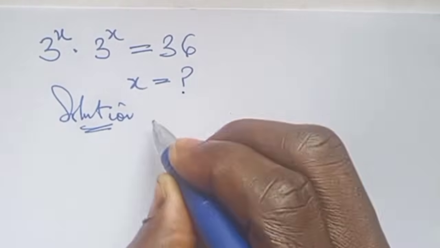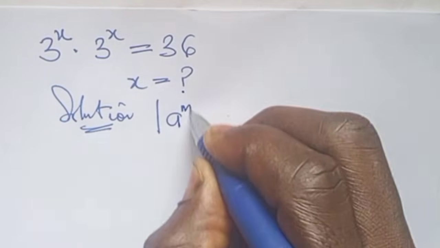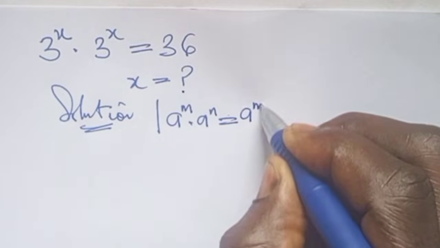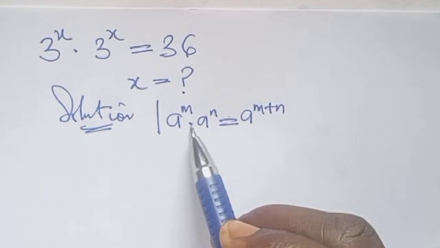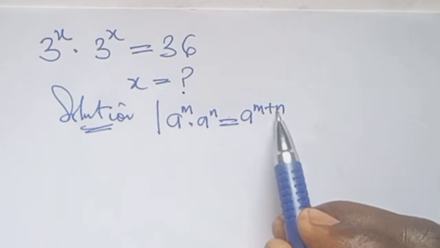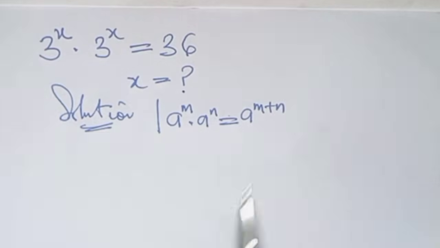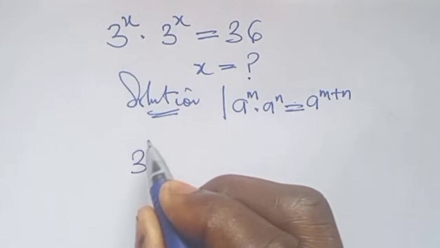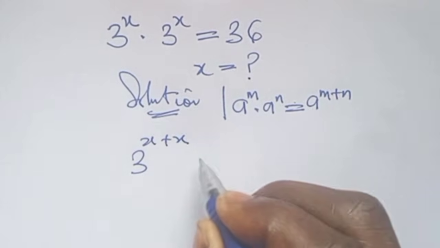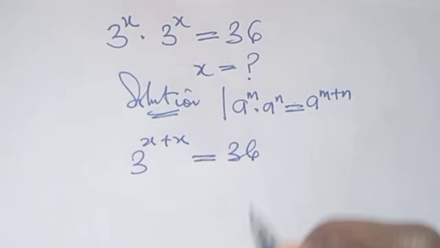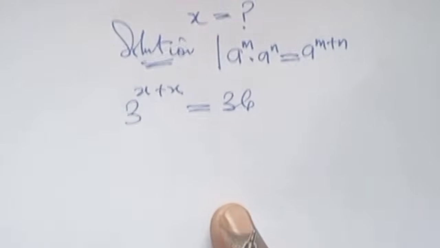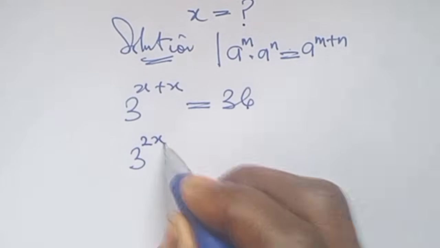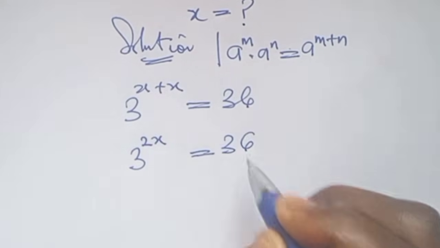The first principle to apply will be a to the power of m times a to the power of n, which is represented as a to the power of m plus n. In the case of the multiplication of the same base, their powers are therefore added. That is, here the base is 3, so we are going to write 3 to the power of x plus x. This is equal to 36, and we are fine. And to do this very well, we can say 3 to the power of x plus x, that is 2x, is equal to 36.